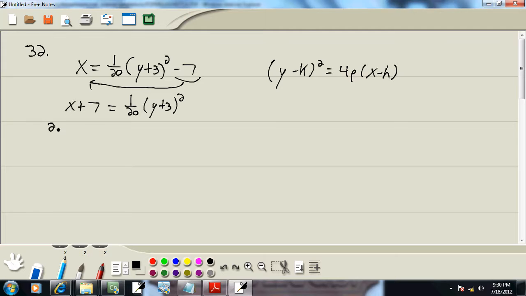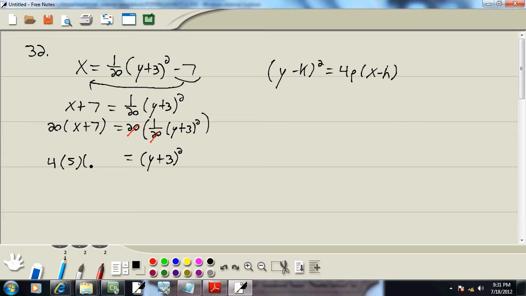Now if I multiply both sides by 20, we would find these 20s would cancel, and I'd be left with (y plus 3) squared. Now that accounts for this. I could have them flipped around, but same idea. Now we need 4 times something, this number that's in front of it. Well, the 20, I can rewrite as 4 times 5. And then (x plus 7). Well, that's pretty much in that form. When you've got an equals like that, you can just flip them completely around. So it would look like this.